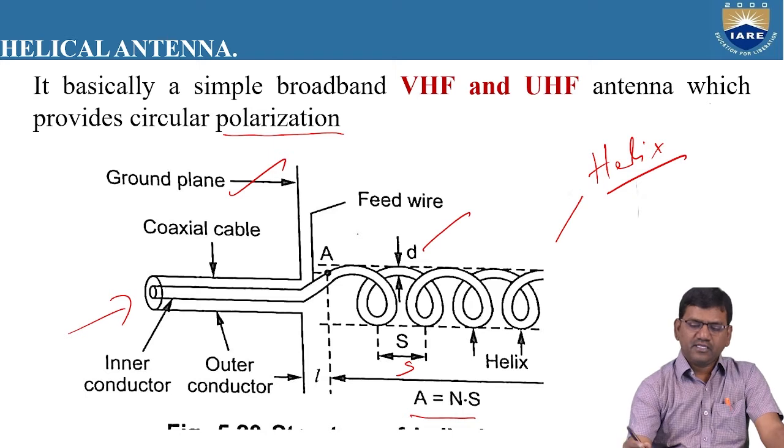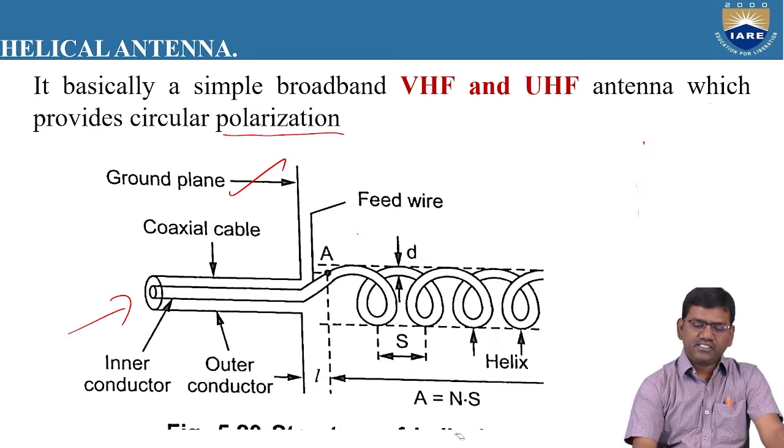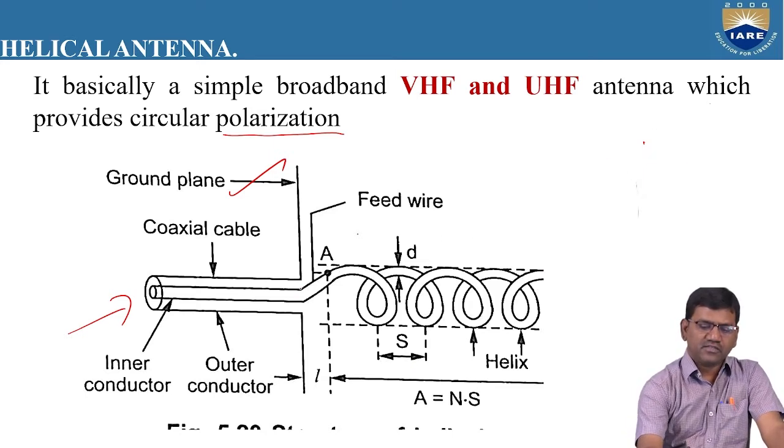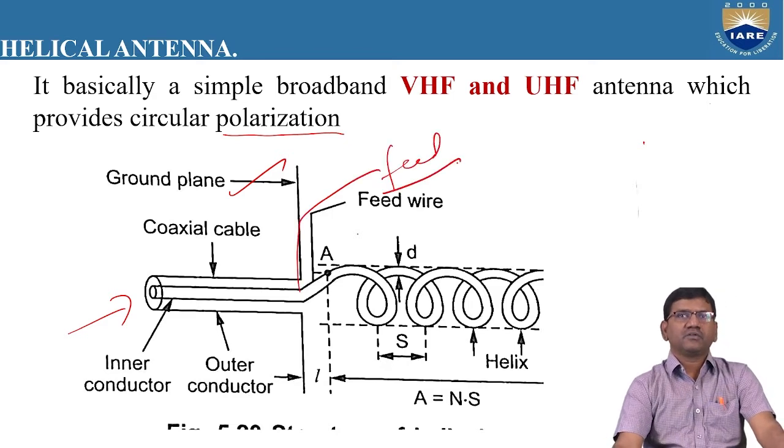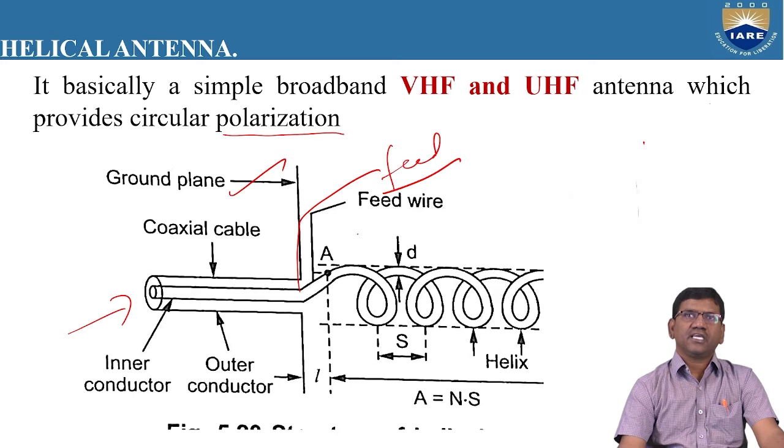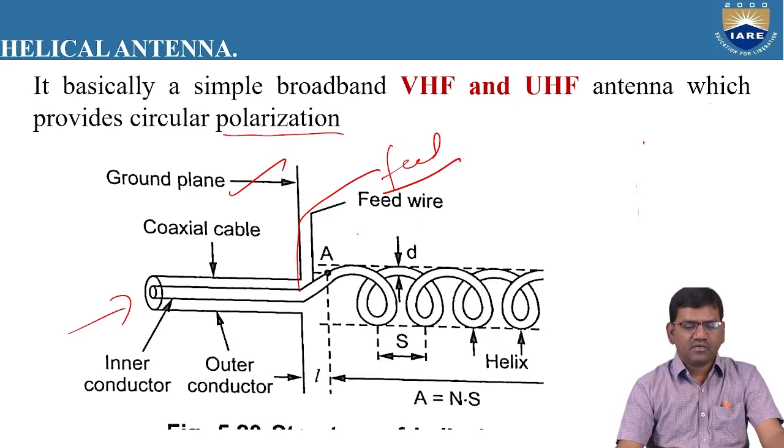Here you can observe this is known as the feeding section. Feeding means giving an input signal to the helical antenna. We need to excite the helical antenna to produce electromagnetic waves. So in order to do excitation, we use a transmission line known as a coaxial cable at the end of the helical antenna.